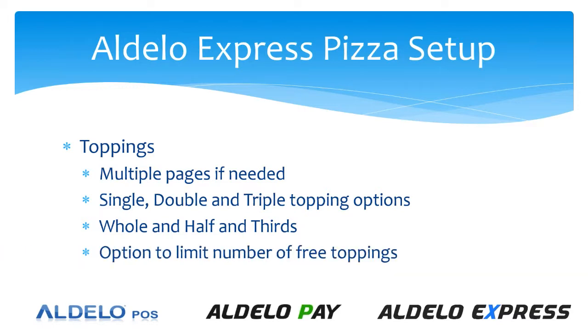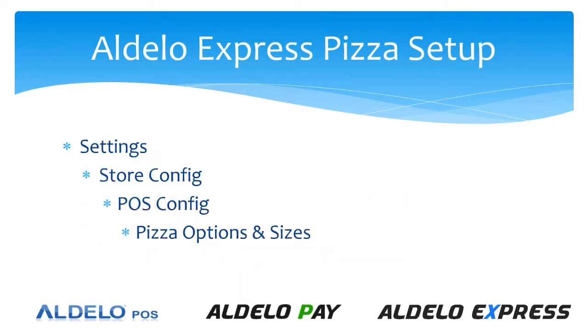And then there's also an option to limit the number of free toppings. So I'll show you how you can do a 3-topping pizza at a specific price, and then anything over 3 toppings is charged for. There are some settings to do, and we're going to get into those now and set those up, and then we'll actually do the pizzas. So you go to Settings, Store Config, POS Config, and then Pizza Options and Sizes.